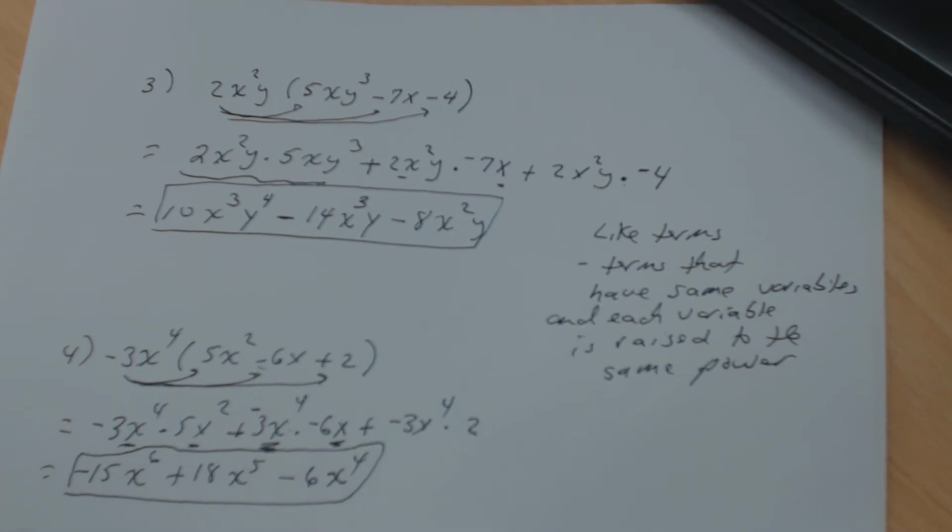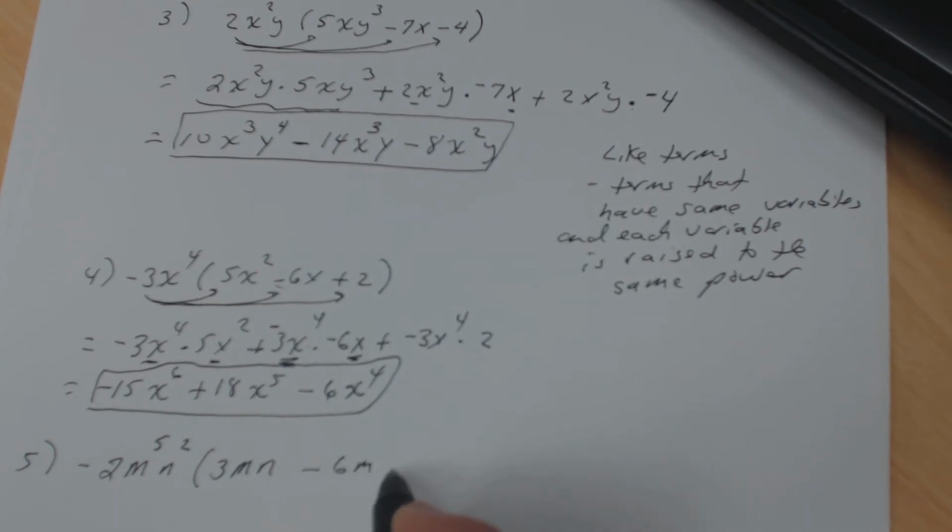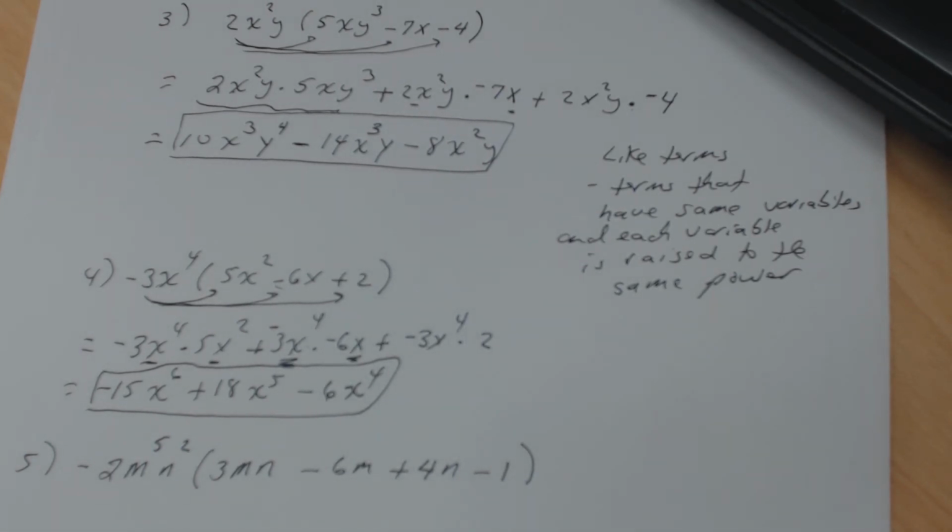All right, and then finally number 5. Let's look at this. We have negative 2m to the fifth n to the second power times 3mn minus 6m, let's say, plus 4n minus 1. Let's say we had that.